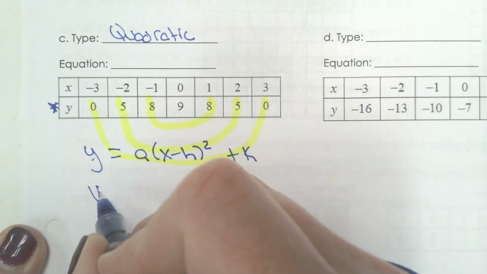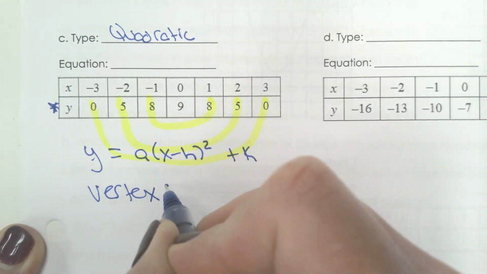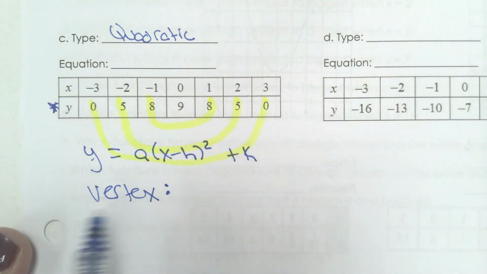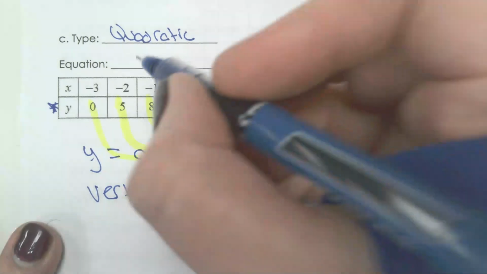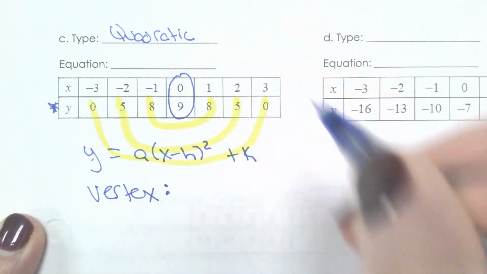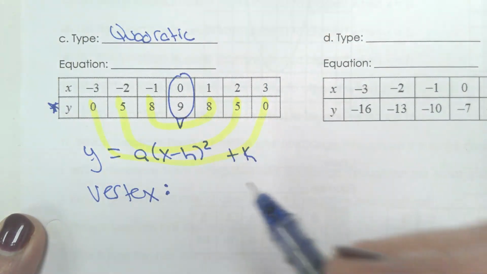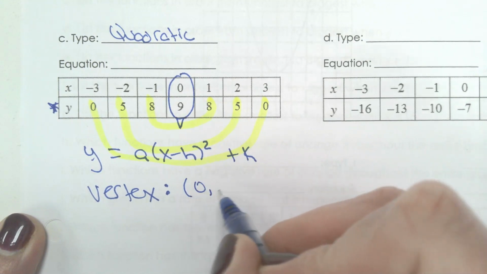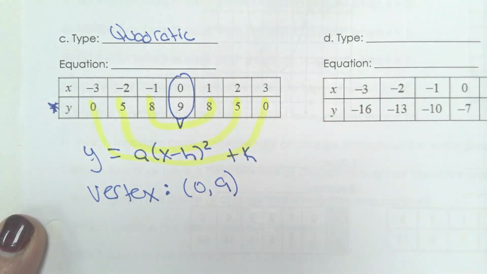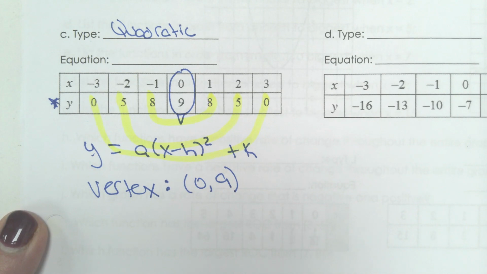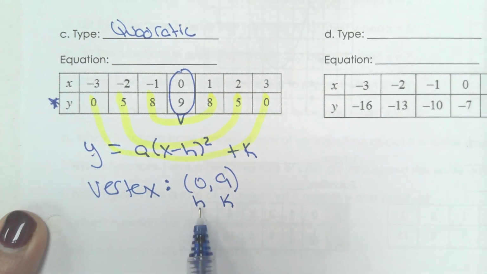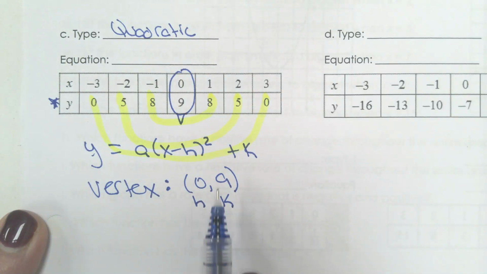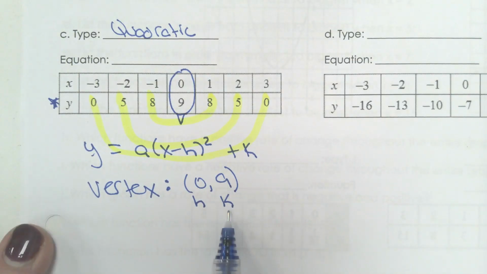It said that you should find the vertex. After you match and you see the symmetry, do you know where the vertex is now? Good. So the vertex is right here in the middle of all of that symmetry, located at 0, 9. And once again, if you looked up at the top, the x is what we would call the h, and the y value of the vertex is the k.